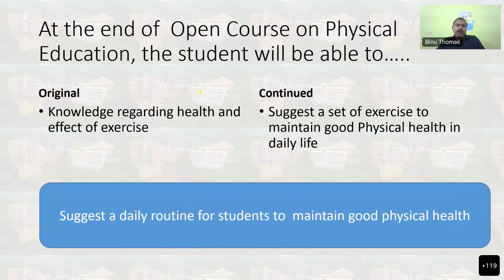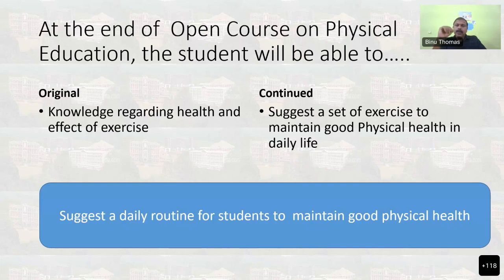Then at the end of the open course, this was the second outcome suggested by them: the knowledge regarding health and effect of exercise. Of course, they will be having this knowledge, but we have rewritten it like this: suggest a set of exercises to maintain good physical health in daily life. So this is reaching the top level of Bloom's taxonomy.